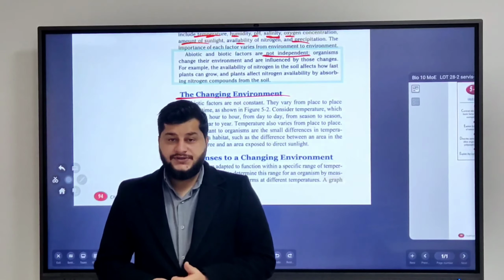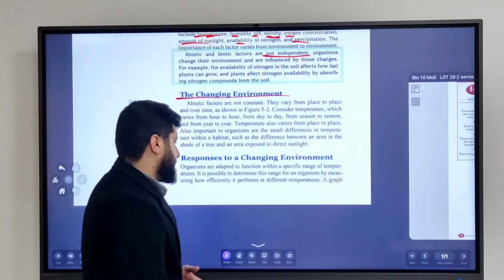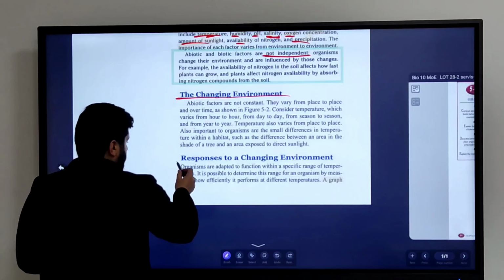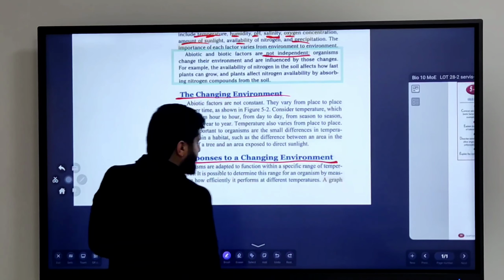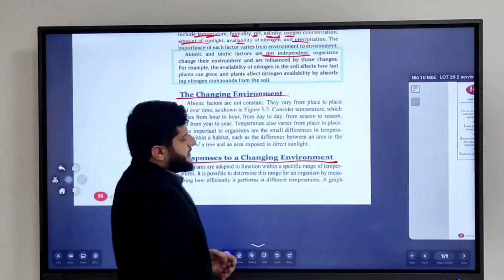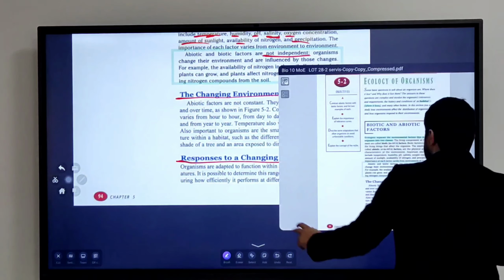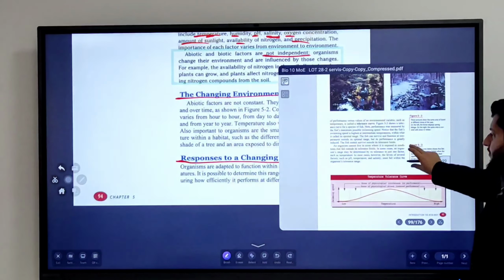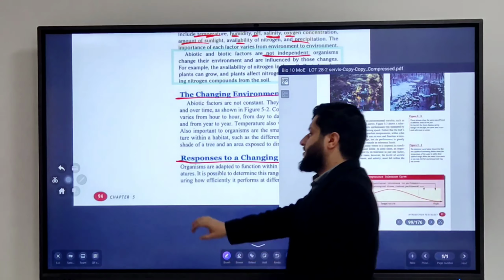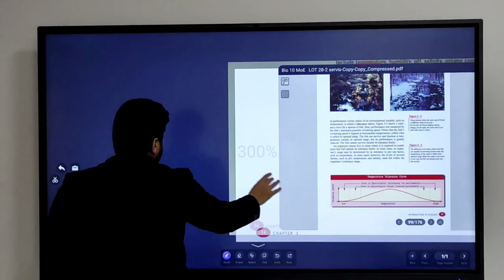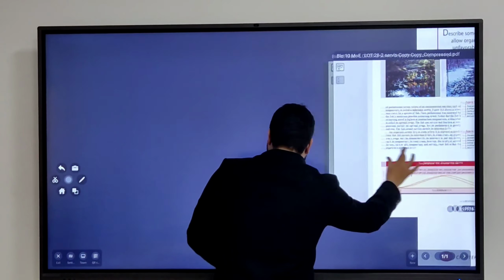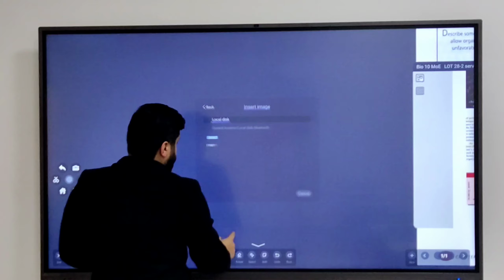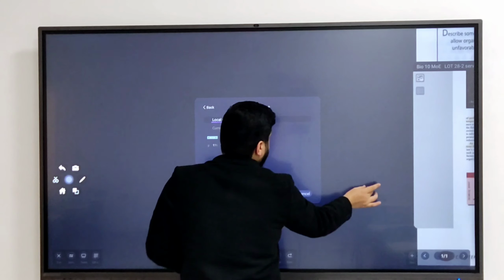From these changes, there's a reaction from organisms. Response to a changing environment. In the book, it gives a good example of how a fish reacts to the temperature. I made a nice figure that will make it easier to understand what we are speaking about.